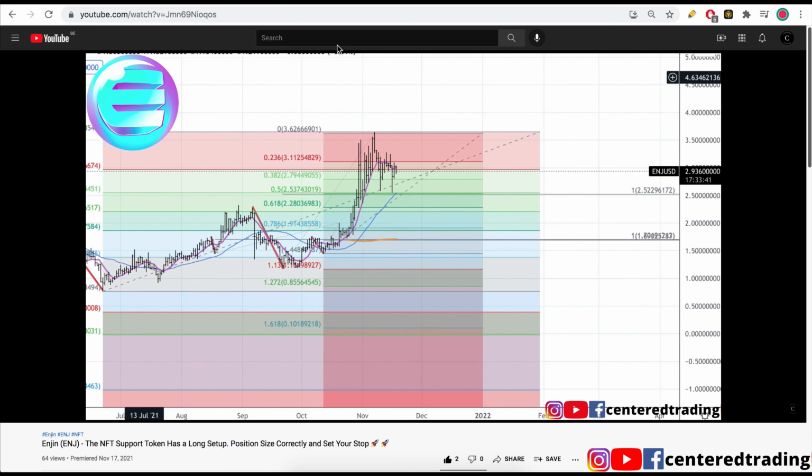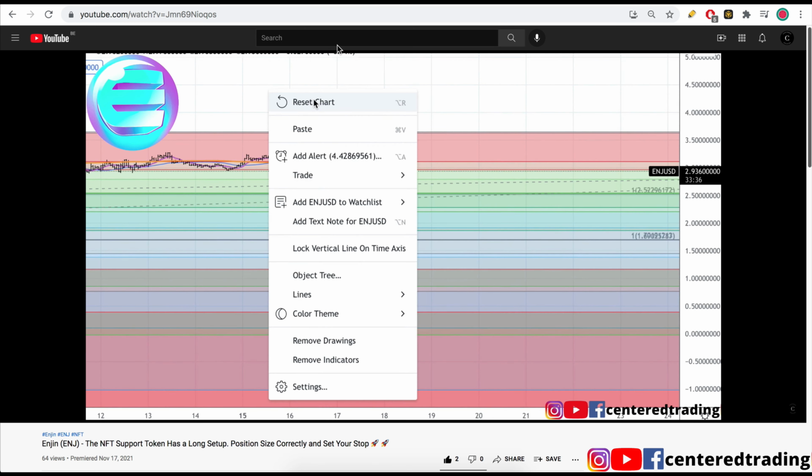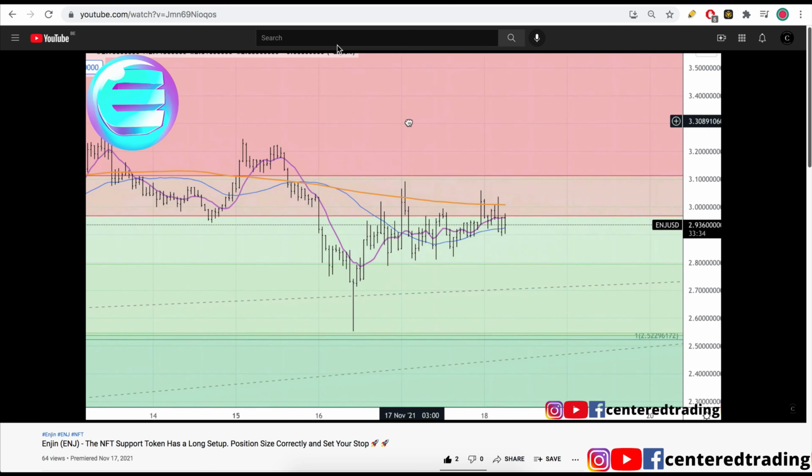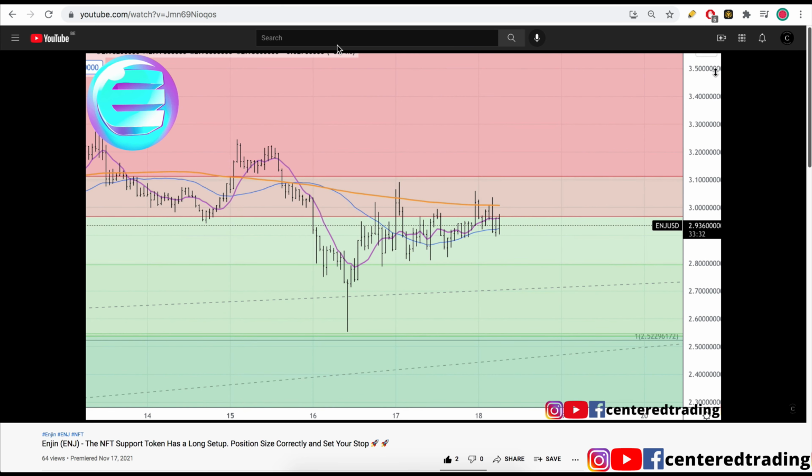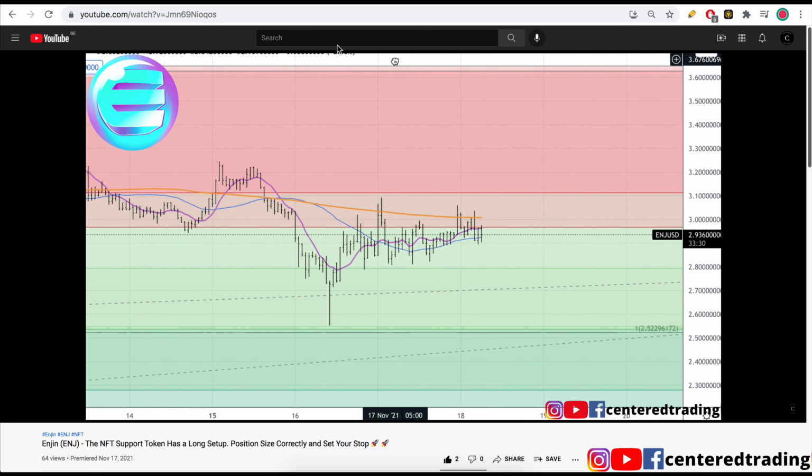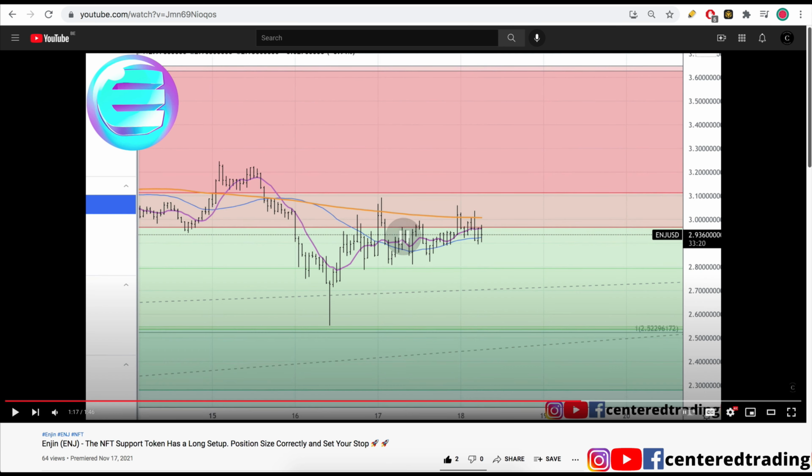From here, I want to take a quick look at the hourly chart, see where price is trading. Price is trading below the 200 moving average on the hourly chart. So be patient with this one. If you want to go long and add to your position, you want to make sure price gets up above the 200 moving average and continues a series of higher highs and higher lows.